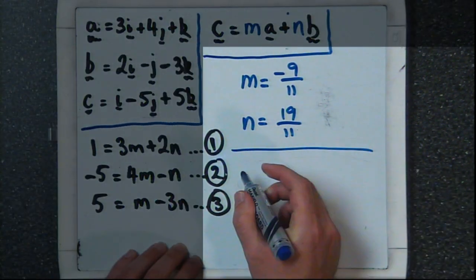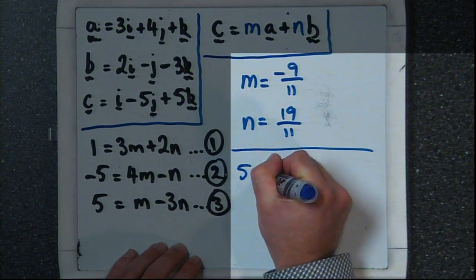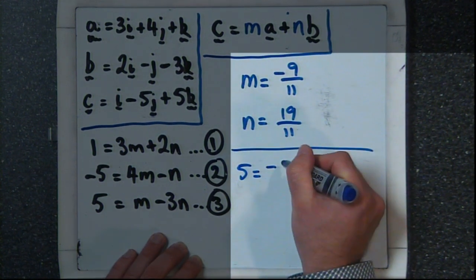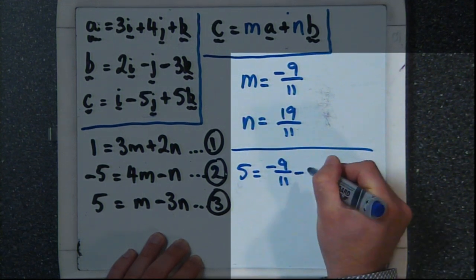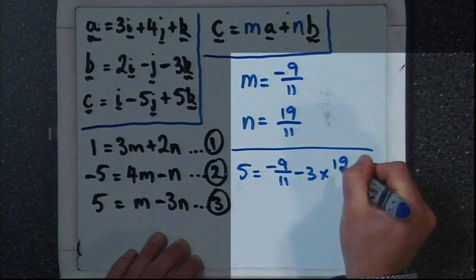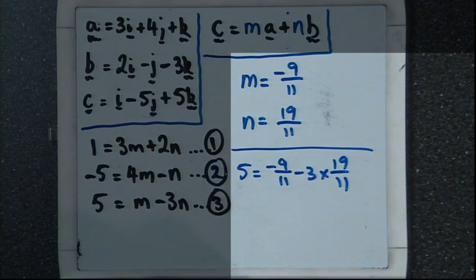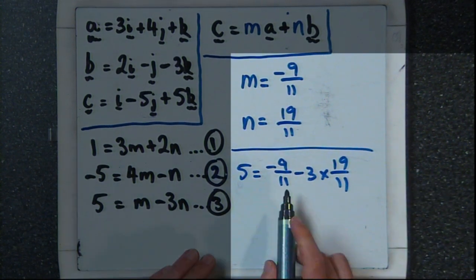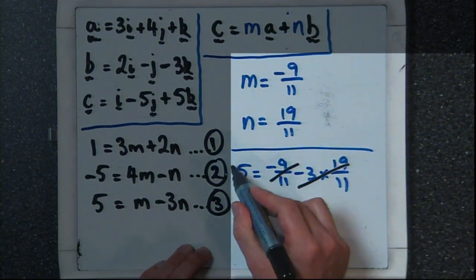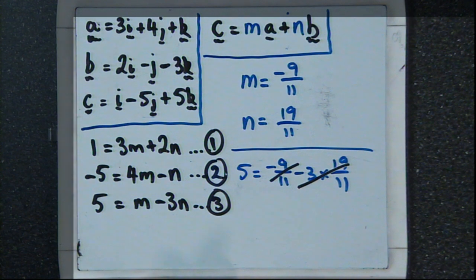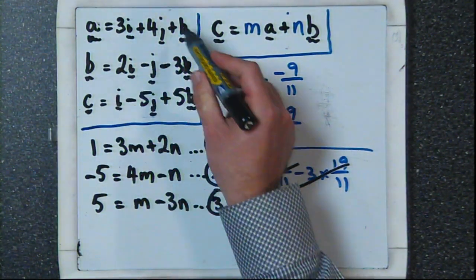Does 5 equal negative 9 on 11 minus 3 times 19 on 11? Obviously not, it doesn't. We've got negative numbers here. These negative numbers are never going to equal this positive number of 5. So these vectors are linearly independent.